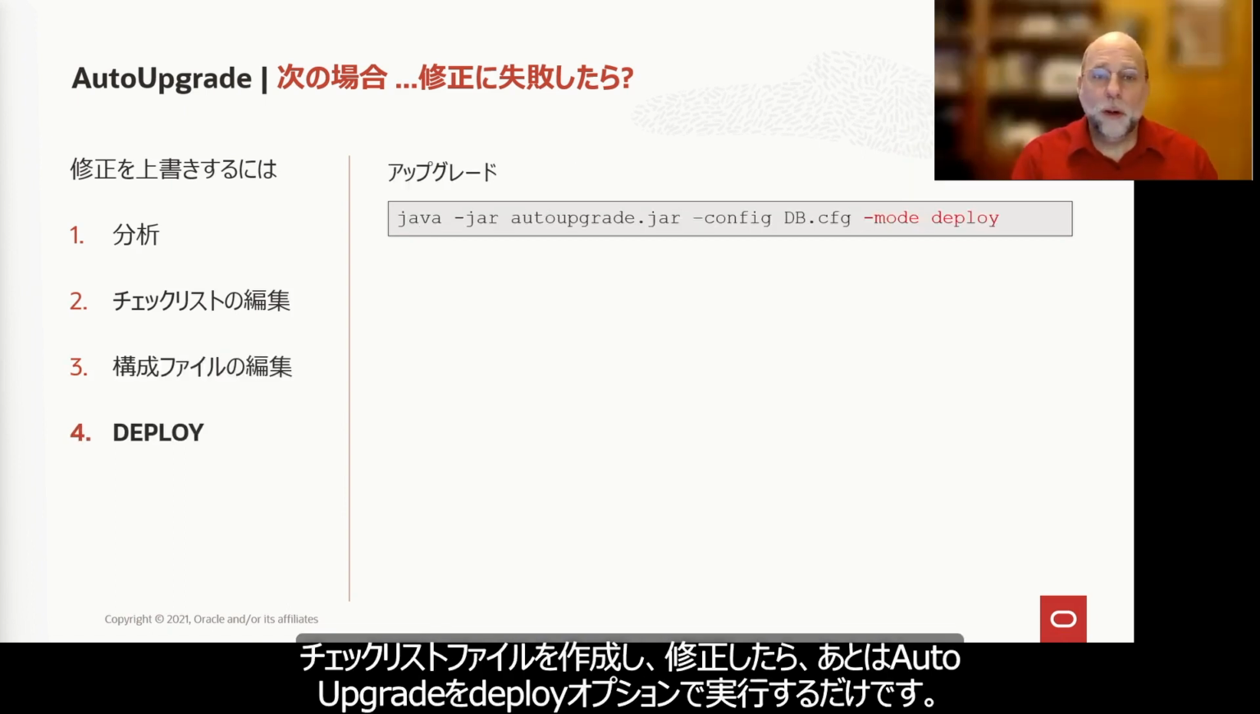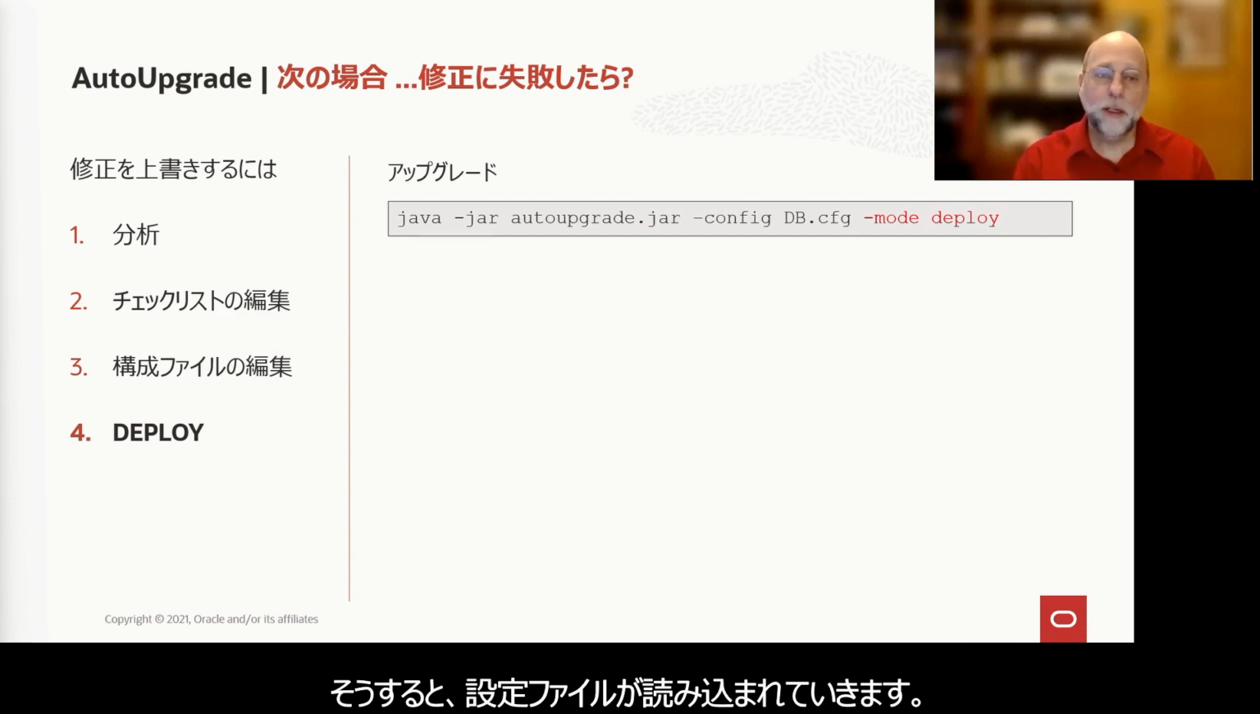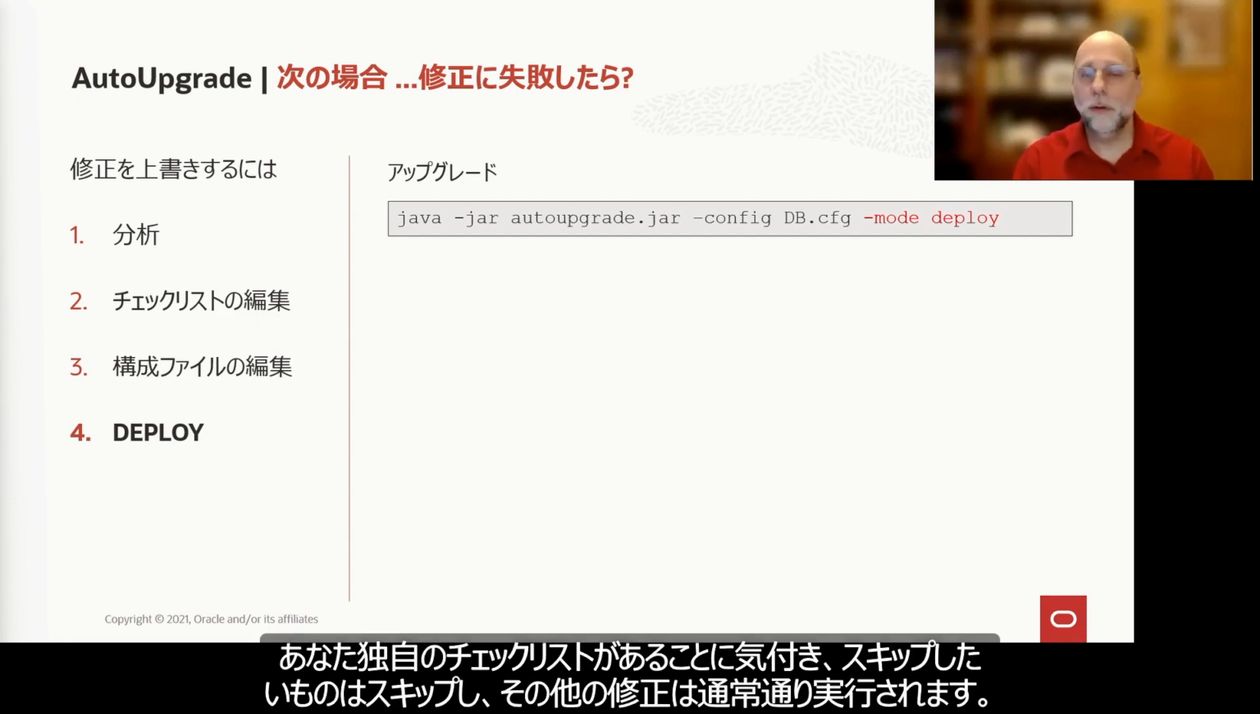And once you have your checklist file modified and in place, all you have to do is run AutoUpgrade with the deploy option. And what will happen is it'll read the config file, notice that you have your own checklist, and it'll skip the things that you want to skip and execute all of the other fix-ups normally.